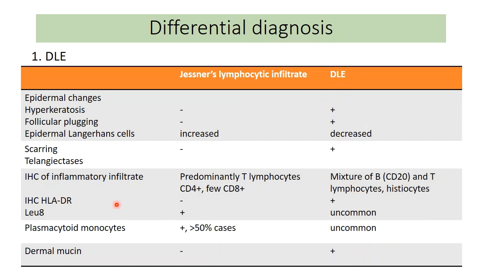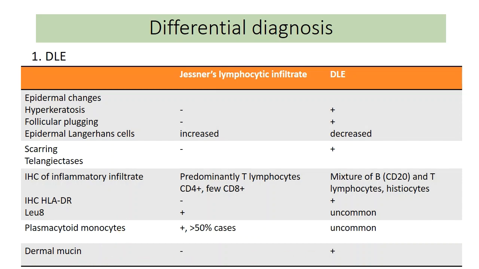These lymphocytes will be negative for HLA-DR in Jessner's lymphocytic infiltrate, whereas it is positive in DLE. LEU8 antigen will be positive in Jessner's lymphocytic infiltrate. And plasmacytoid monocytes favor Jessner's lymphocytic infiltrate, and the presence of dermal mucin favors DLE.